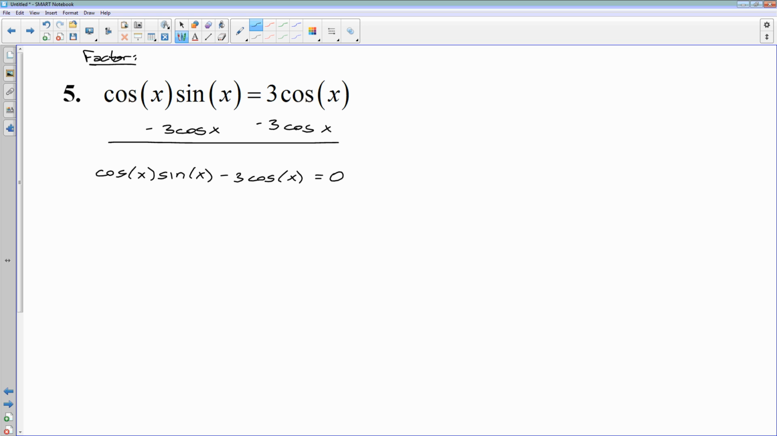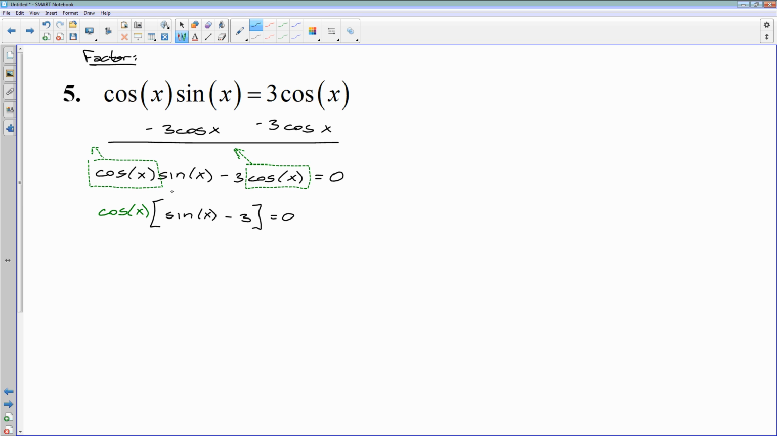This problem is looking kind of weird, though, so hang on just a second. Let me make sure I copied this down right. Yeah, okay, this is fine. Anyway, so I'm looking at this, and now I see that I have a cosine x in common. I have a cosine x here, a cosine x here, so we can actually factor out a cosine x. When I factor out that cosine x, I'm going to be left with, see I had cosine times sine, all I have left is a sine x, minus, then I had 3 cosine, but I pulled the cosine out, so now I only have a 3, equals 0.